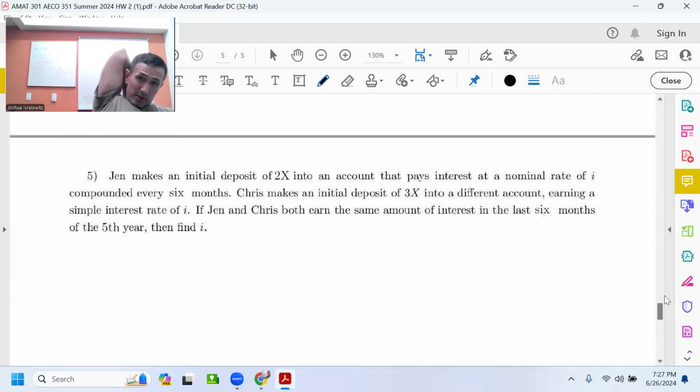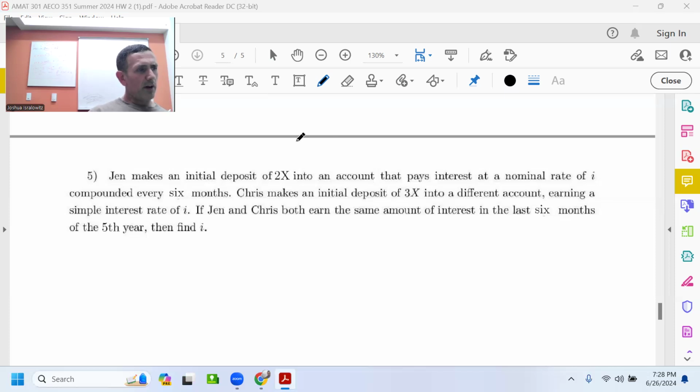Okay, last but not least, Jen makes an initial deposit of 2x into an account and pays interest at a nominal rate of I. I do this because Exam FM does this annoying thing every now and then. Even though I would prefer to reserve I for an effective annual interest rate, Exam FM is not that nice. So they love to confuse you and trick you. Again, as I always like to say, I don't write the damn exam, so if you don't like it, go complain to the Society of Actuaries. Don't complain to me. I've never had anyone complain to me about the exam. That makes no sense at all. I'm not an actuary, but whatever.